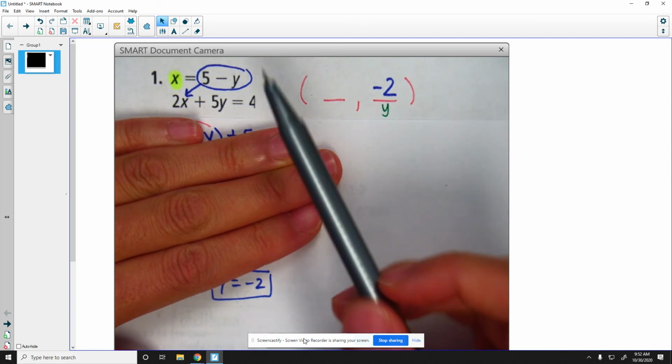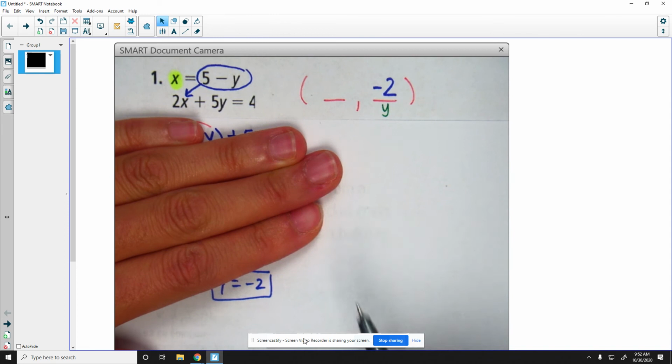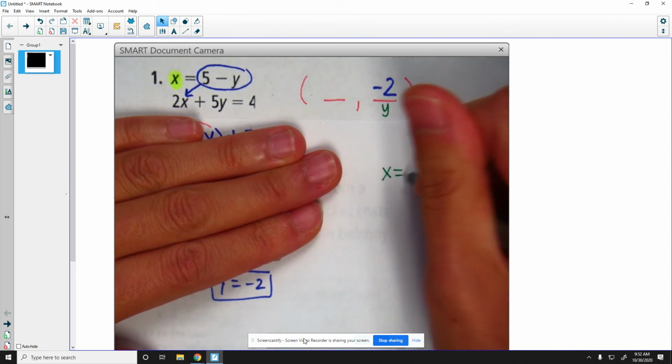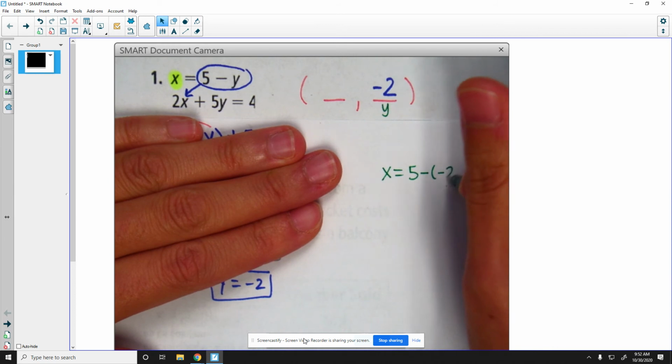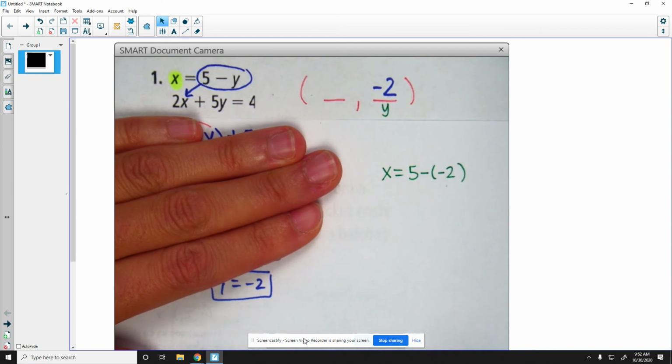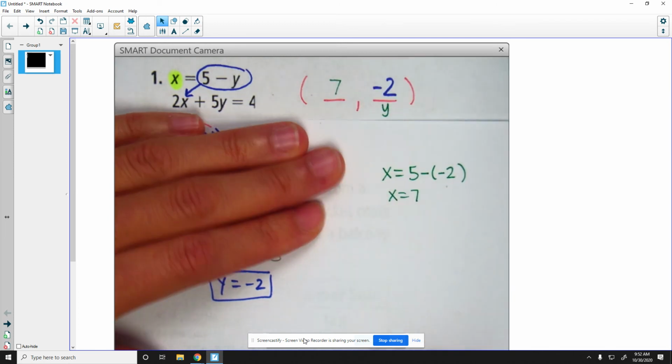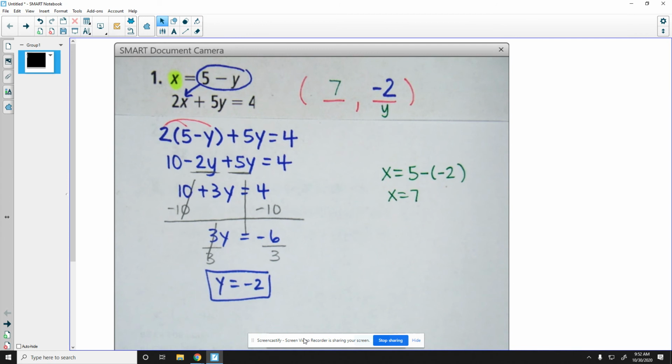So would it be easier to plug it in the top one or the bottom one? Top one, right? Because that just doesn't look as messy. So I have X equals 5 minus Y, and we just said that Y was negative 2. So 5 minus negative 2 is 5 plus 2, which is 7. So X equals 7. So my final answer is 7 comma -2.